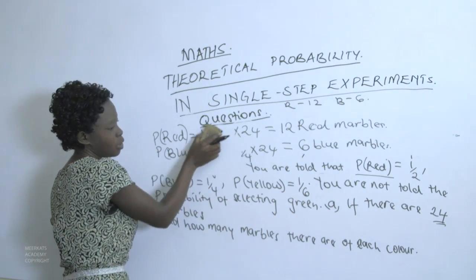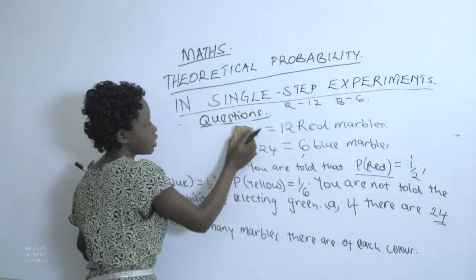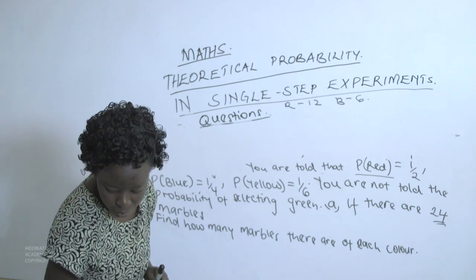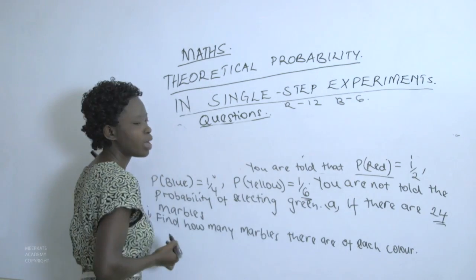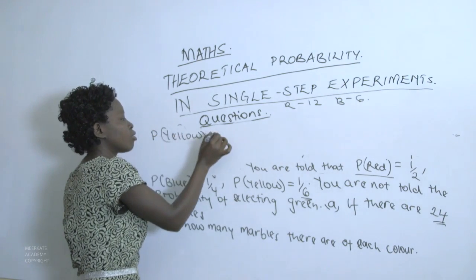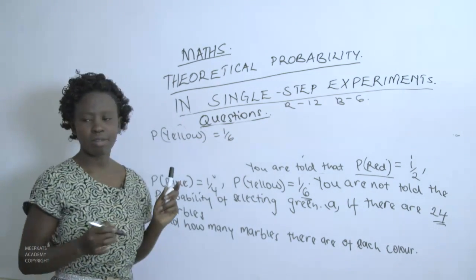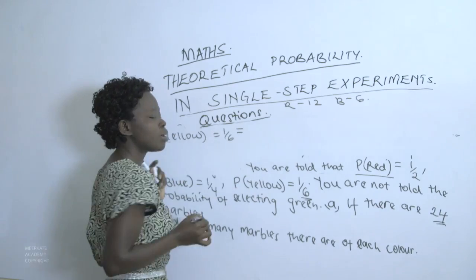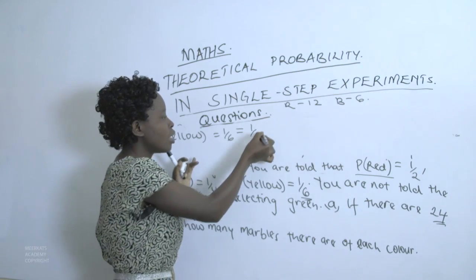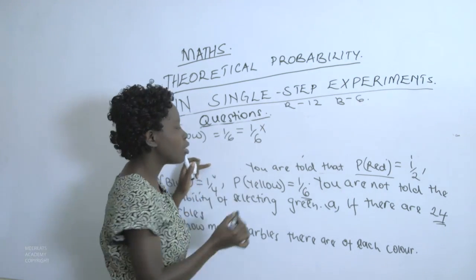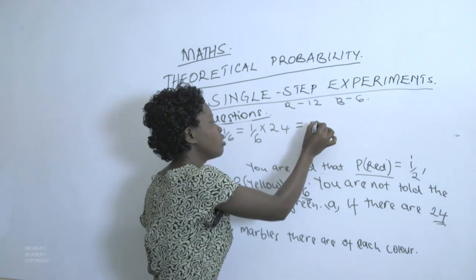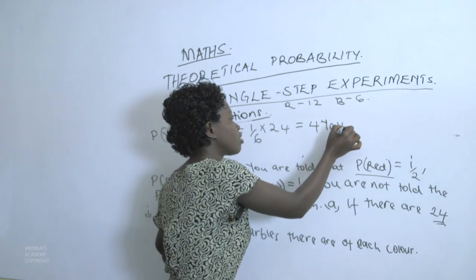So we need to get how many yellow and green we have. For yellow, we've been given the probability, and the probability of yellow is 1/6. So the probability of picking a yellow marble is 1/6, and to get the number of yellow marbles, we take the probability, 1/6, multiplied by the total number of marbles, that is 24. So we have 1/6 times 24, and we get 4 yellow marbles.